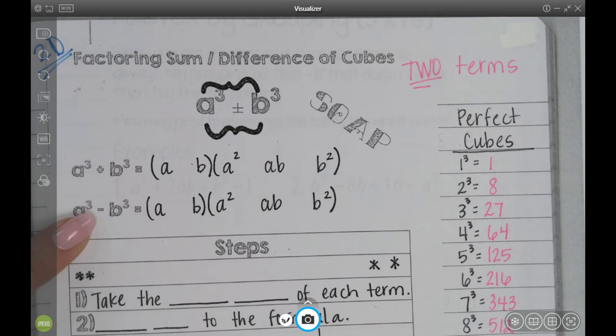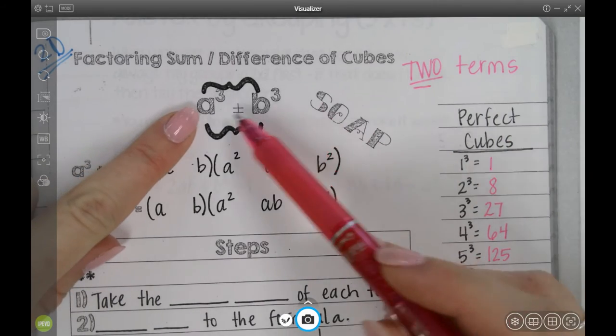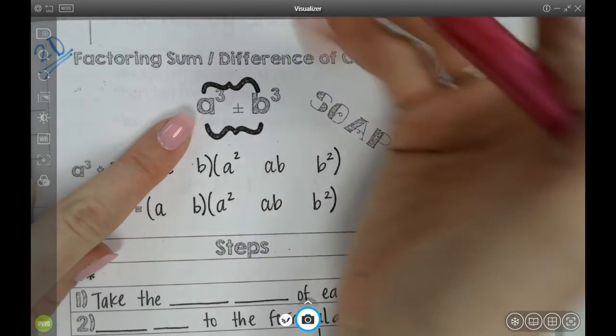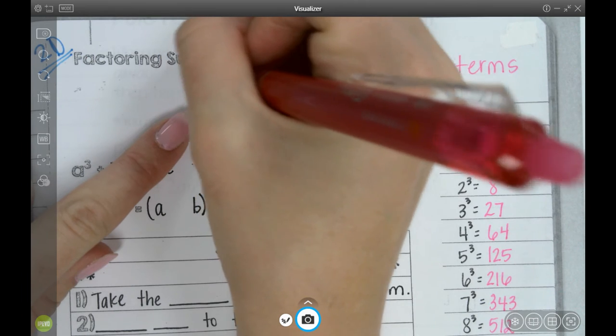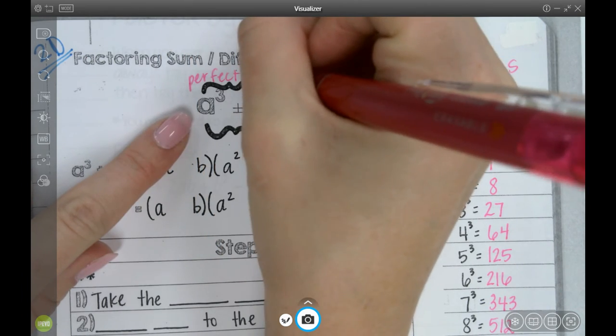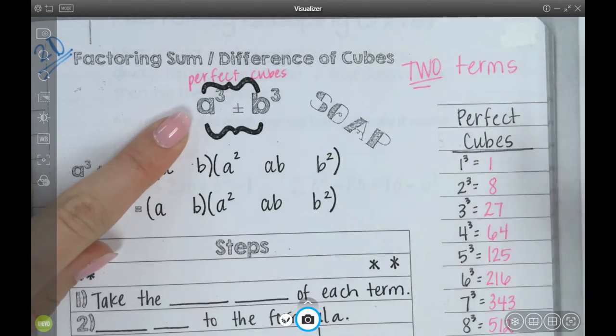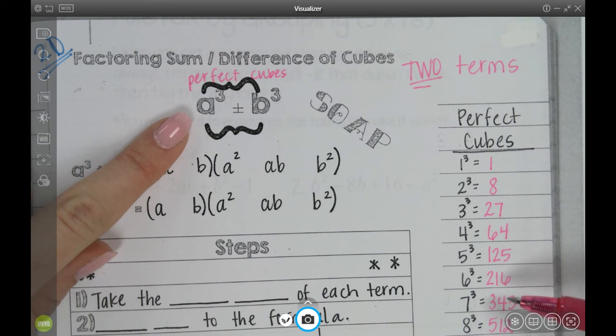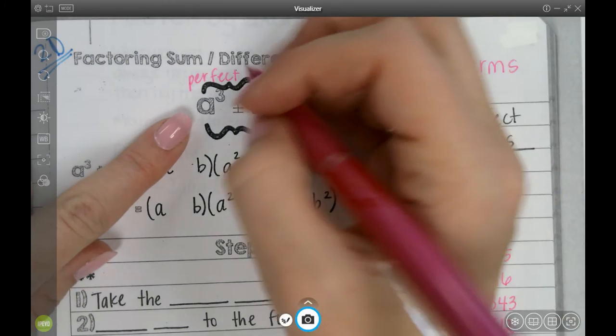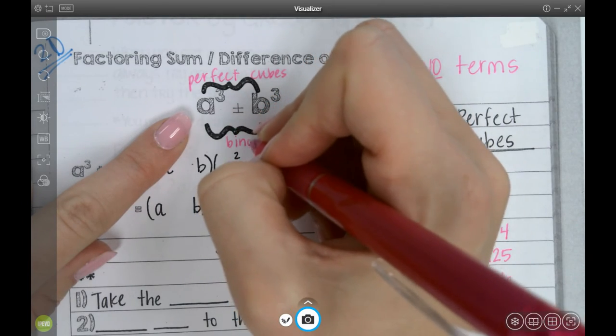Okay? So a cubed and b cubed are both perfect cubes. So they come from this list that we just wrote down over here. And if it's two terms, it's called a binomial.